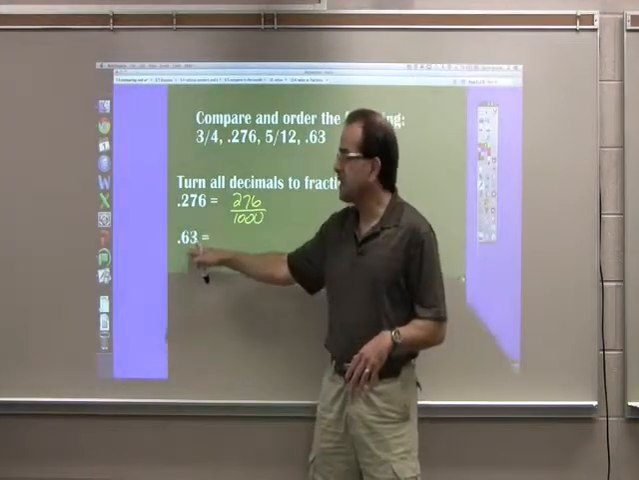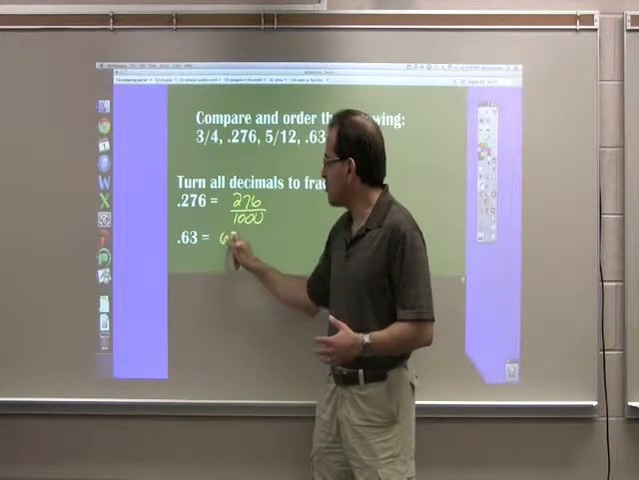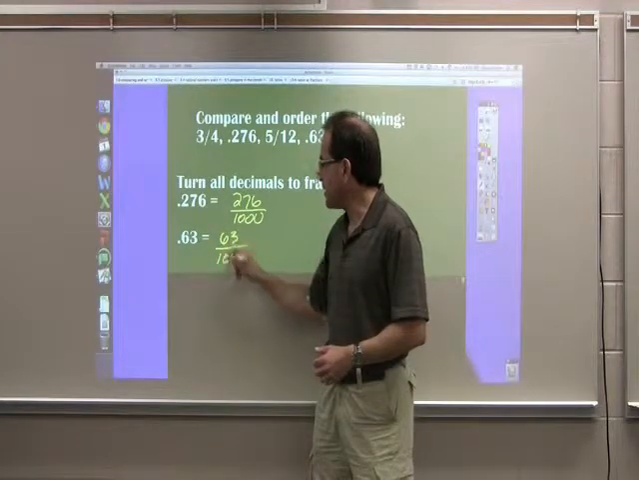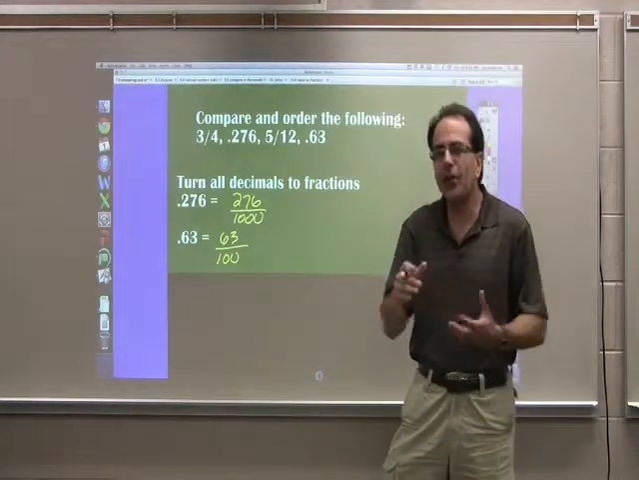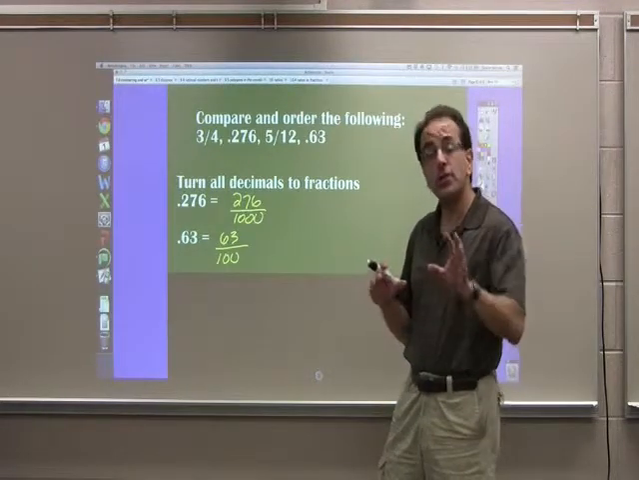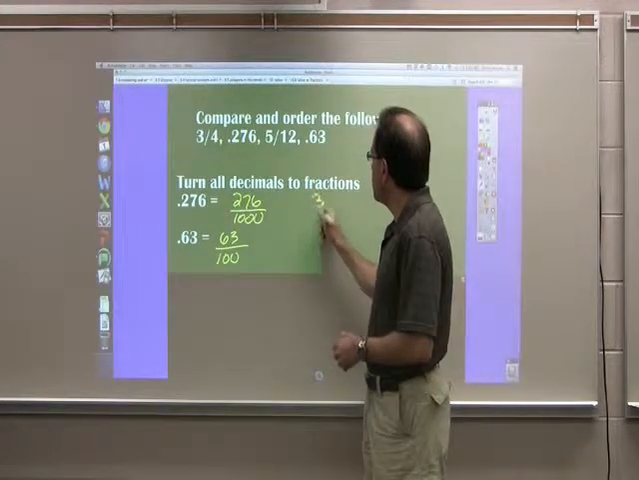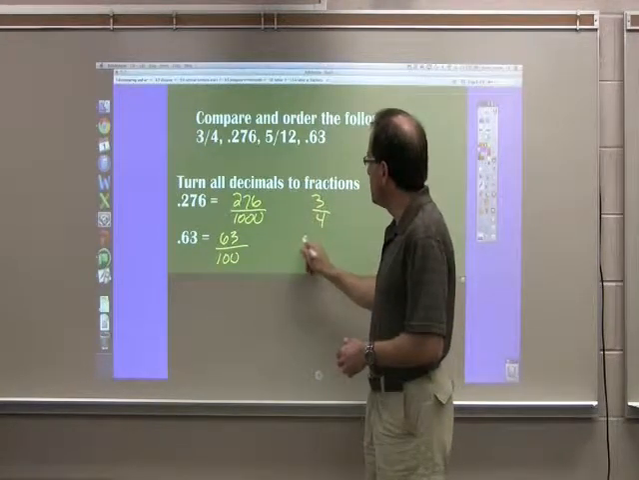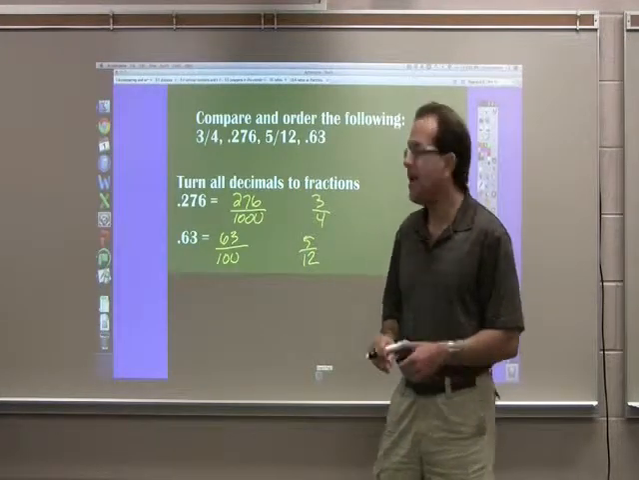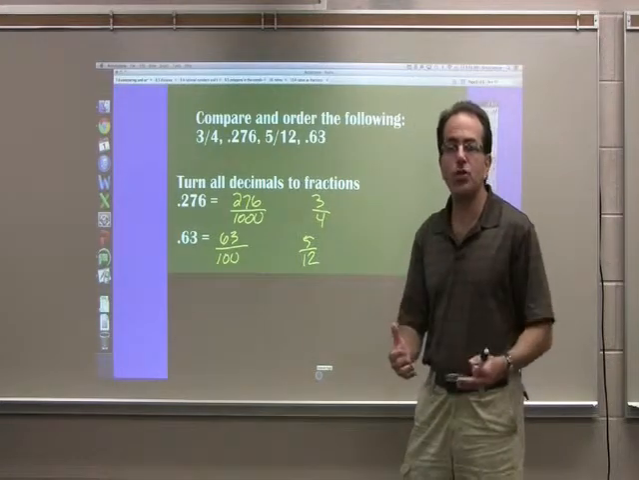Same thing with this, 63 hundredths. So 63 is its first name or its numerator. Hundredths, last name or denominator. Now this is why this method is not quite as simple. Because now, as you know, in order to compare fractions, unless you use your number sense, you want to get all of these fractions with a common denominator. And that is not always an easy, simple thing to do.